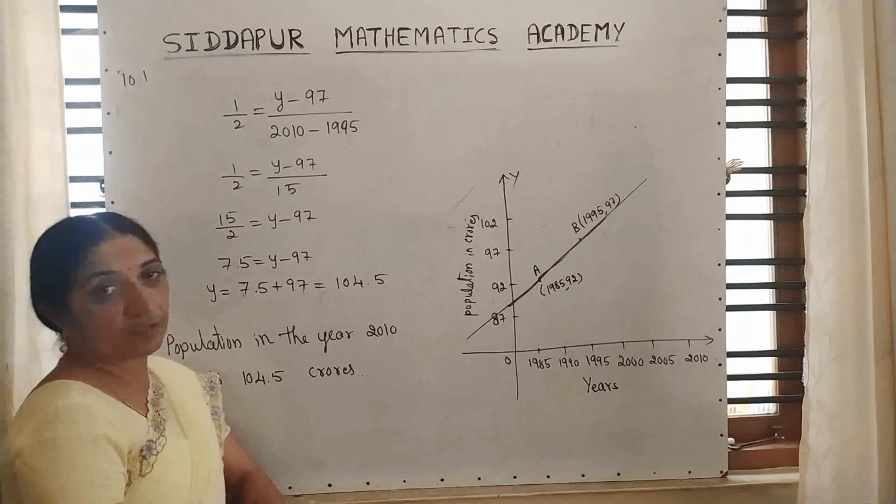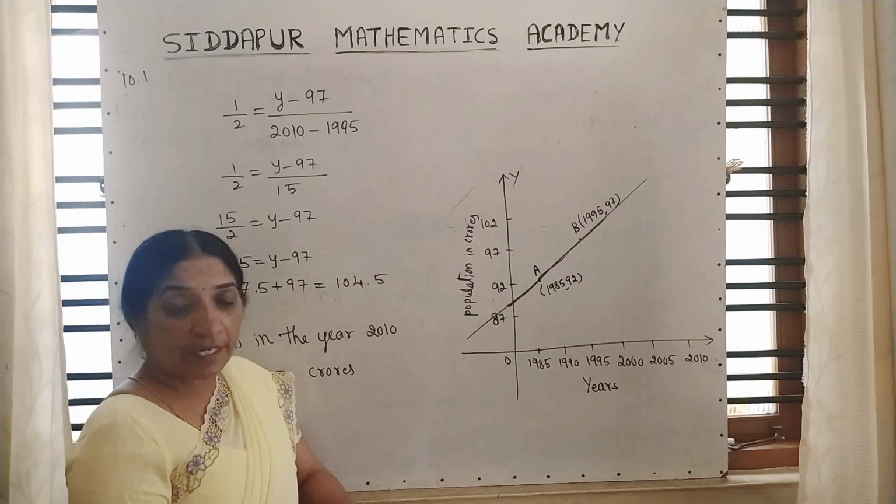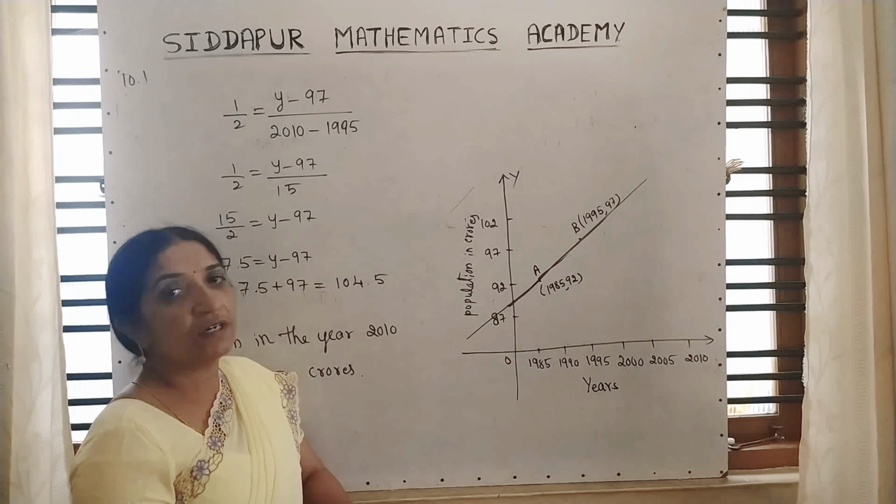So this completes exercise 10.1. In the next class, I will explain the derivations of different types of straight lines.